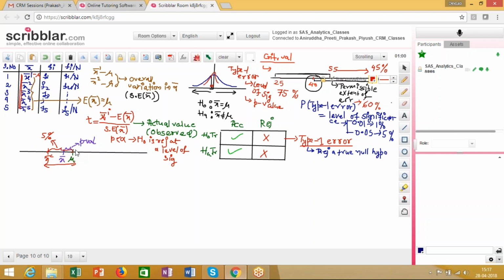So in this case p, or the actual probability of committing the type 1 error, is greater than 0.05 or 5%, and hence the H naught over here is accepted at alpha level of significance. So therefore H0 is accepted at alpha level of significance.